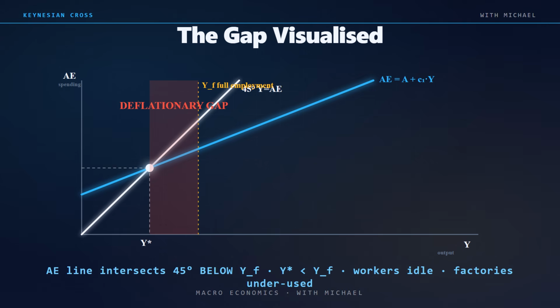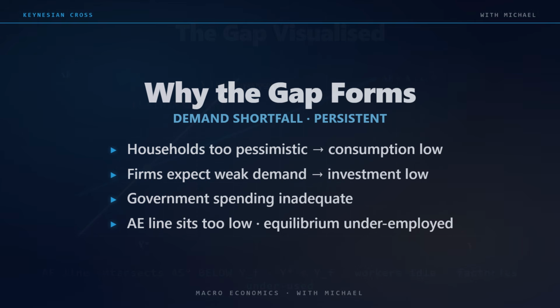Classical economics, before Keynes, assumed the gap would close on its own. Wages would fall. Prices would adjust, the market would clear. Keynes argued that in the short run, this process did not work. Wages were sticky, prices were sticky. The economy could stay in the underemployment equilibrium for years, even decades. So how do we close the gap?